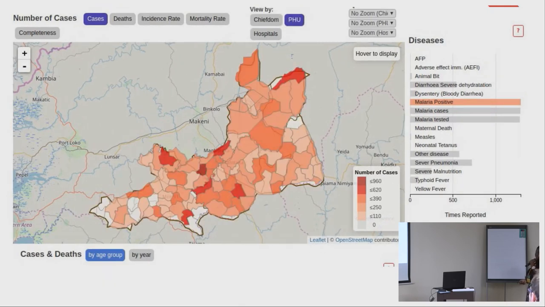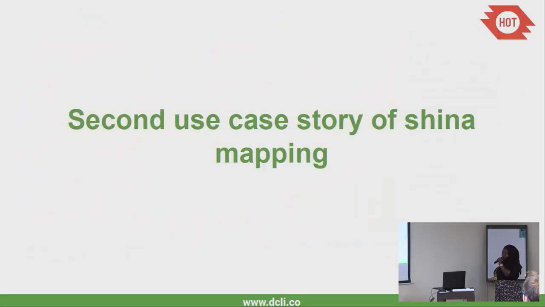Using Shina mapping, this is how we narrow it down. Now it shows them that this is where you should start first before you go around the whole area of the city to tackle malaria. And we did an example for the cholera outbreak, which happened in May. We also tried to track the patients, and we found that most of the patients came from the ward called Vingunguti, and they were able to find a solution quickly and help the community.